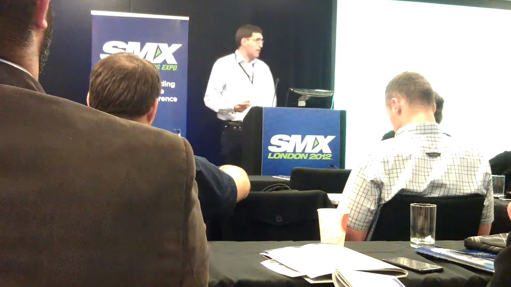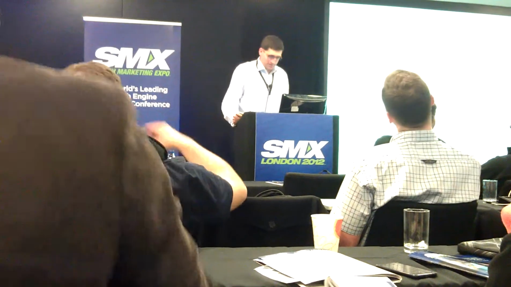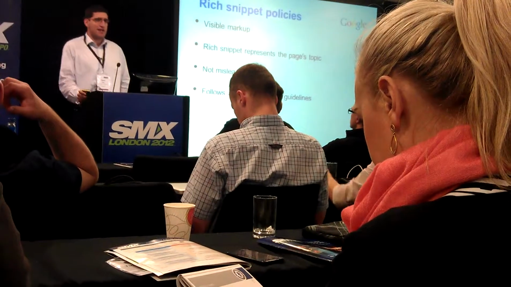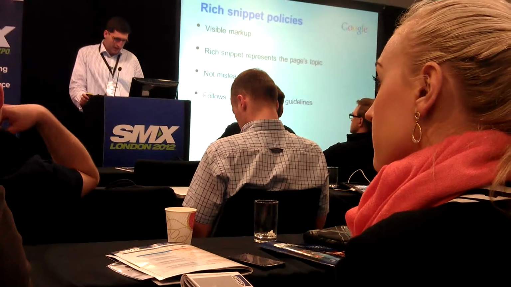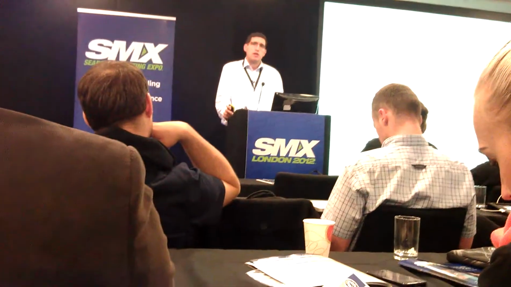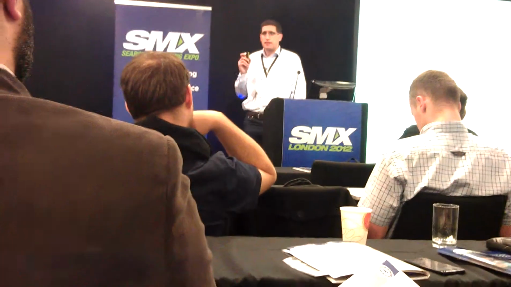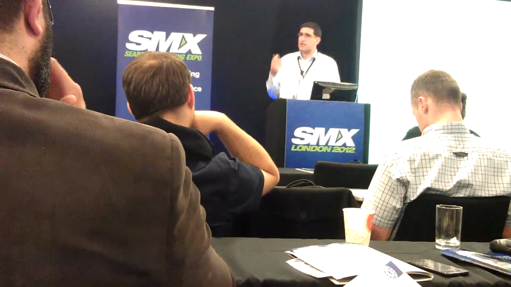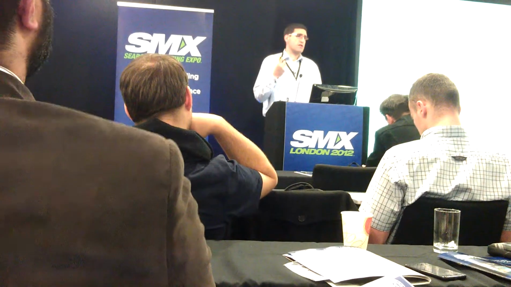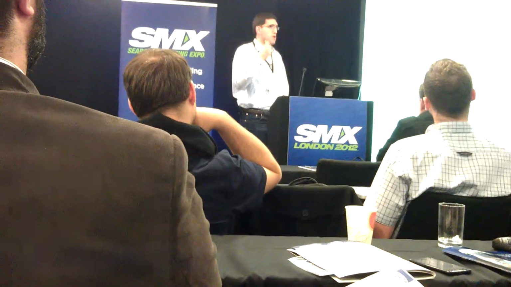Let's do the fun one. Policies. We've seen lots of fun examples of how our policies are being violated. The most important one is visible markup. Remember, you are displaying a summary, it's a rich summary of the topic of the page. So it should be visible to what the user sees. Okay? It should be user visible.